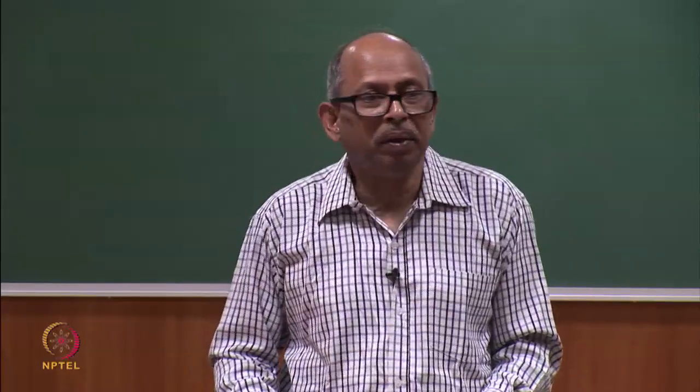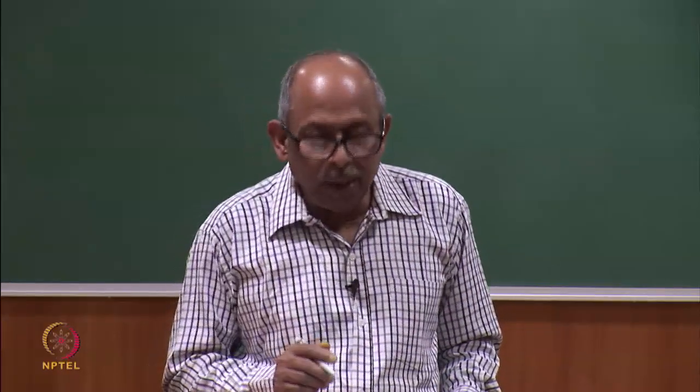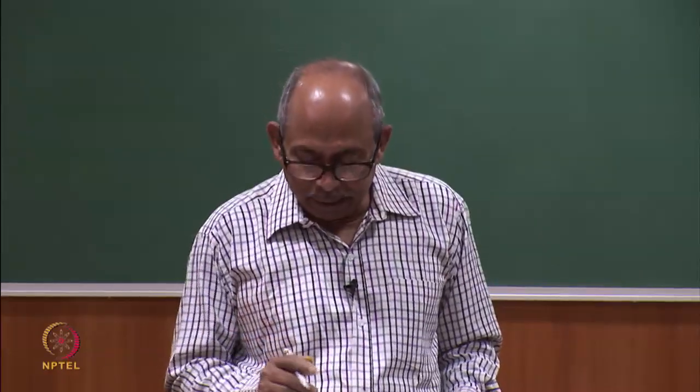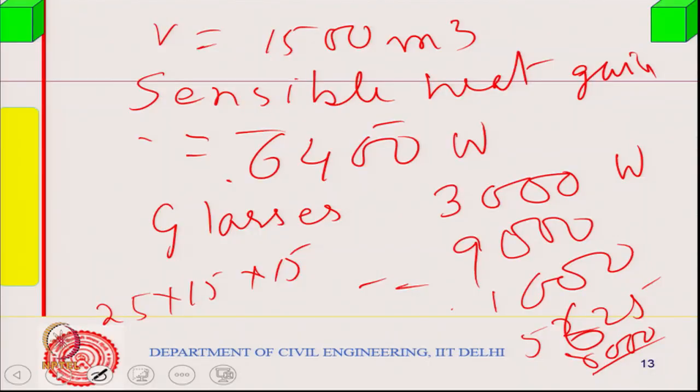Infiltration is remaining. Now, infiltration heat flow will be 0.5 air changes. So, if I sum it up so far, how much does it come? 6400, 3000, 9000, so 12,000, 13,000. How much does it come to?